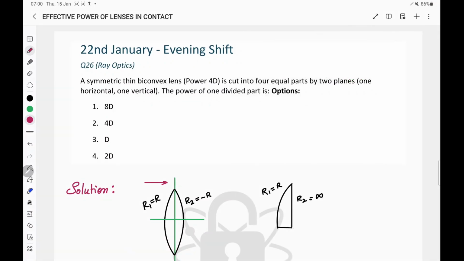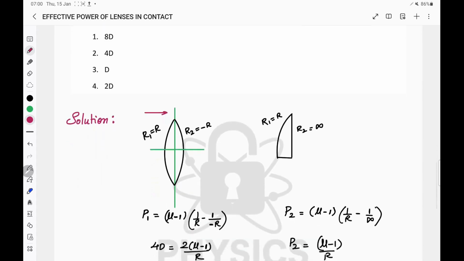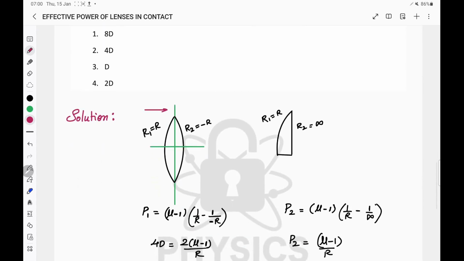We are solving question number 26 from 22nd January evening shift. A symmetric thin biconvex lens is cut into four parts by two planes, one horizontal, one vertical. The power of one divided part is. So the question is very clear. There is a biconvex lens which I have drawn over here. We have cut it into four parts by horizontal and vertical planes. And here I have drawn the separated diagram of one of the parts.